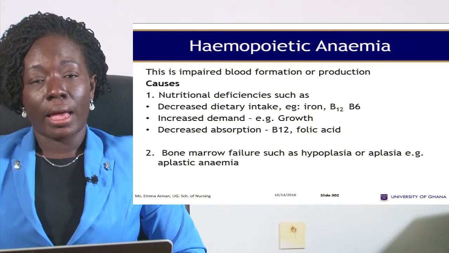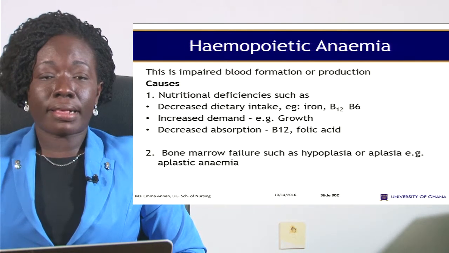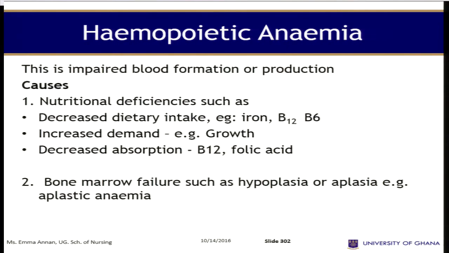I'll take this one again. Haemopoietic anemia. This is impaired formation or production. Causes are nutritional deficiencies such as decreased dietary intake, such as iron, B12, and B6. Then we have increased demand. Example is growth. Then decreased absorption, such as B12 and folic acid, which helps in the formation of the blood. Then when there is bone marrow failure, it can also lead to haemopoietic anemia, such as aplastic anemia.